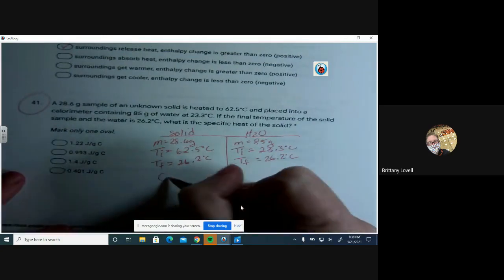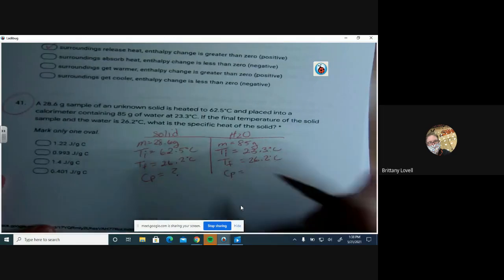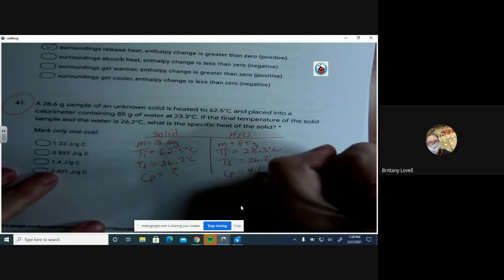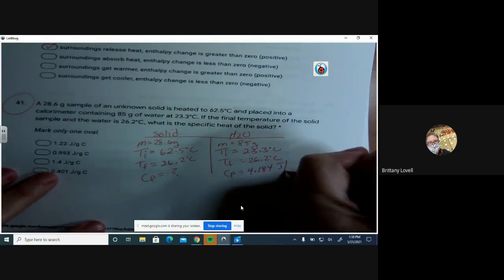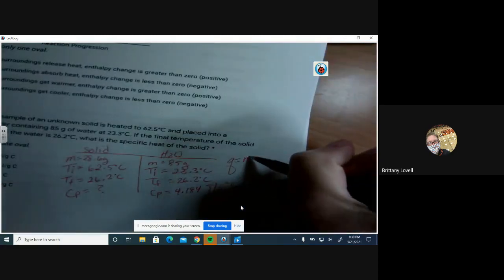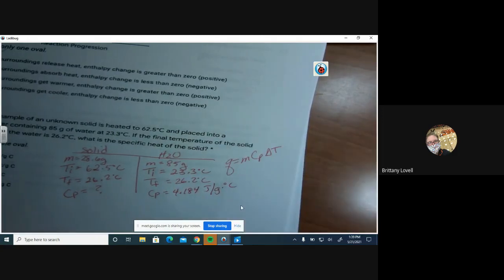Okay. And then it says, what's the specific heat of the solid? So we're looking for the specific heat of the solid. One thing I didn't write on here, which I probably should have, and I'll try to remember to do this on the test, is the specific heat of water is 4.184 joules per gram degrees Celsius. So if you remember back, we have this formula: Q is equal to mcΔT. Does that look familiar?